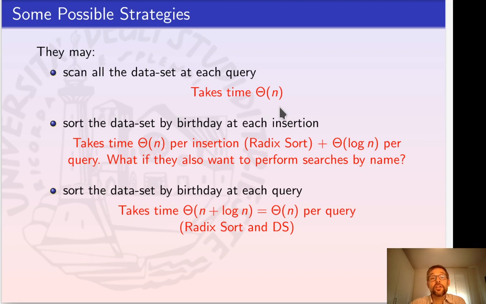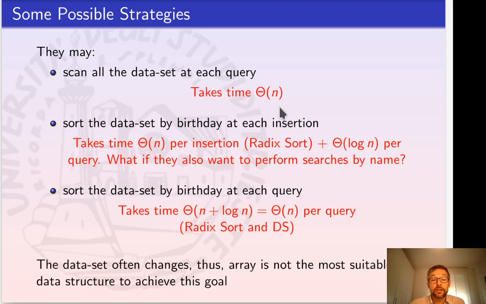Okay, how can we deal with this scenario? Well, the point is that the dataset often changes, so an array is no longer a suitable data structure, and we need a new data structure to achieve this goal.